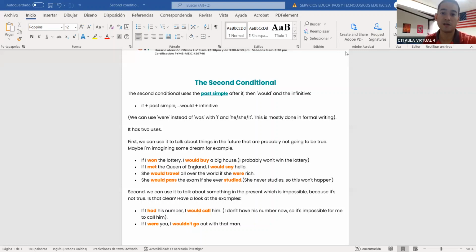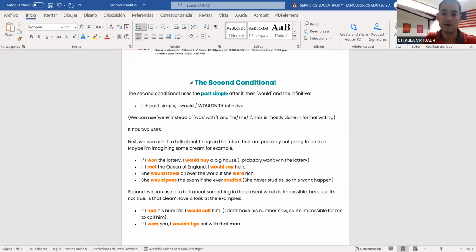First of all, the structure of the second conditional. You need to use if, and then the past simple, and then you would use would or wouldn't plus the infinitive. Okay, so let's see some examples.